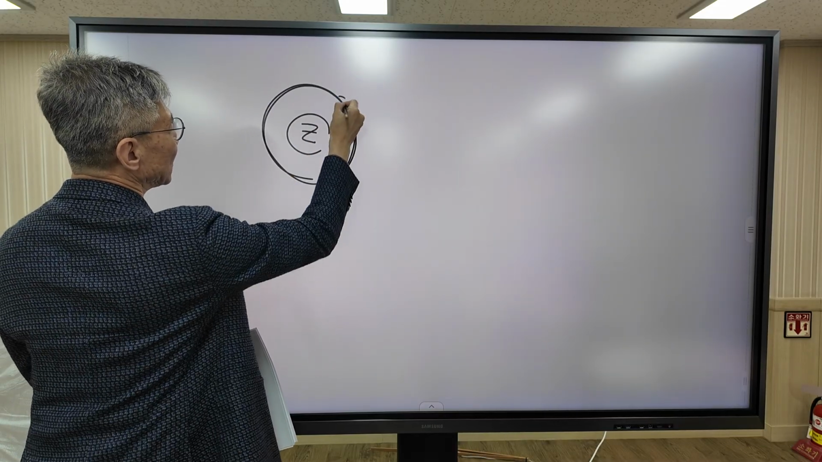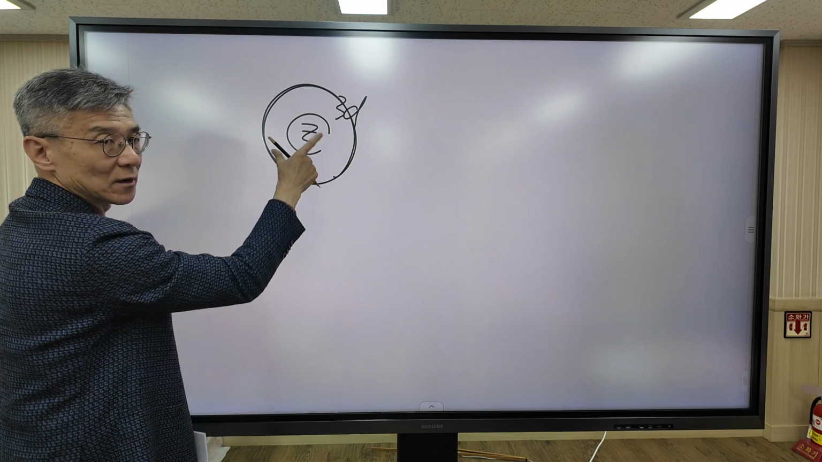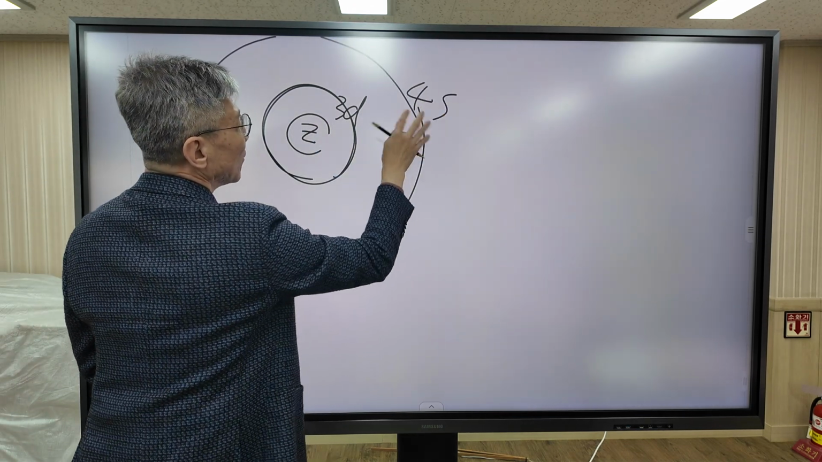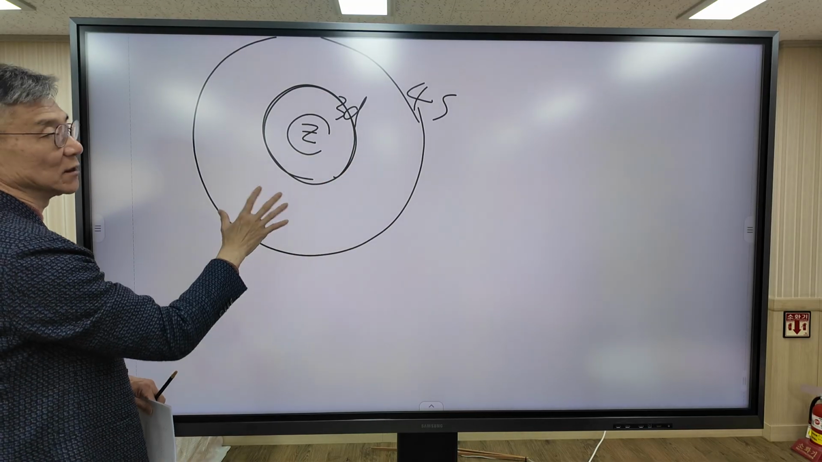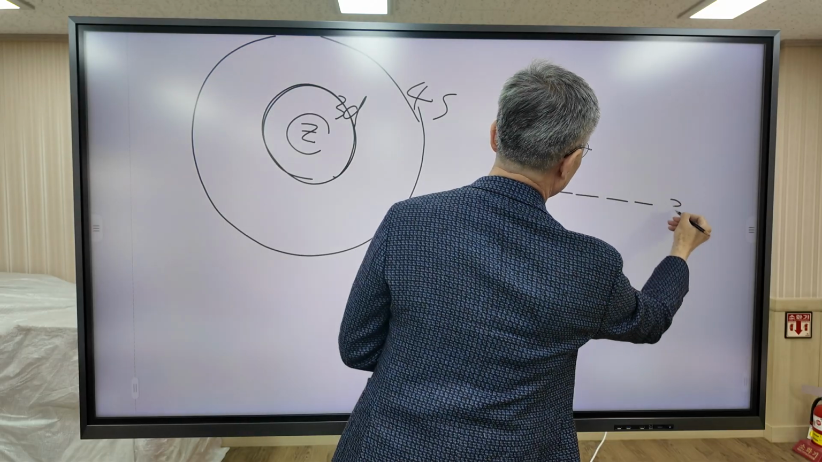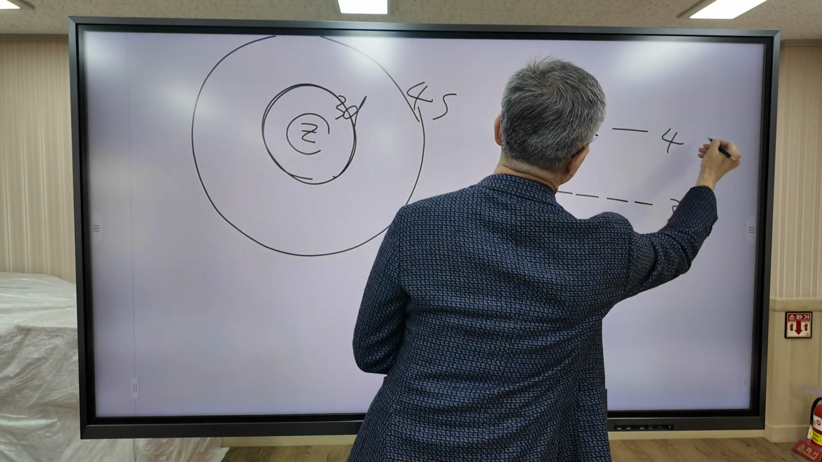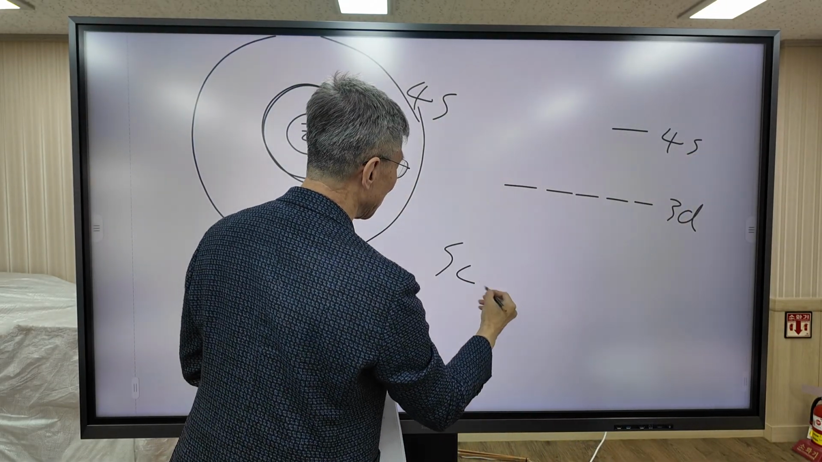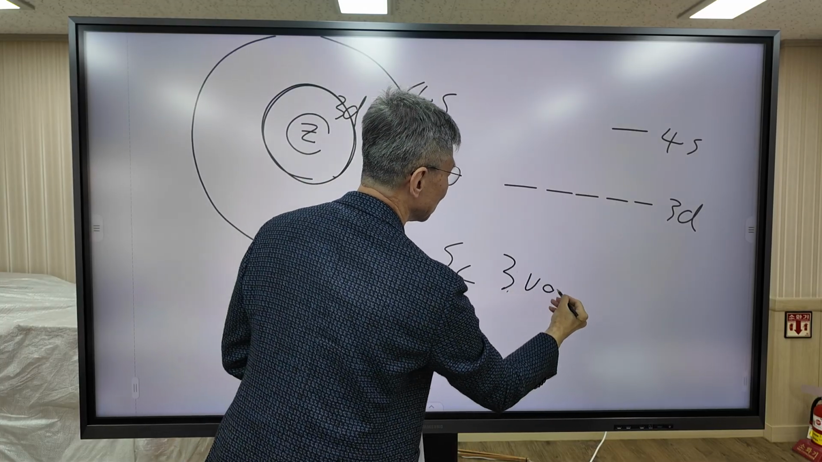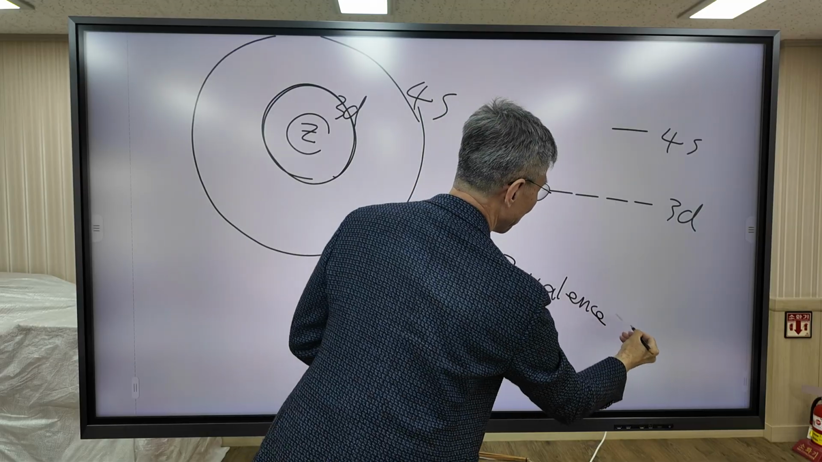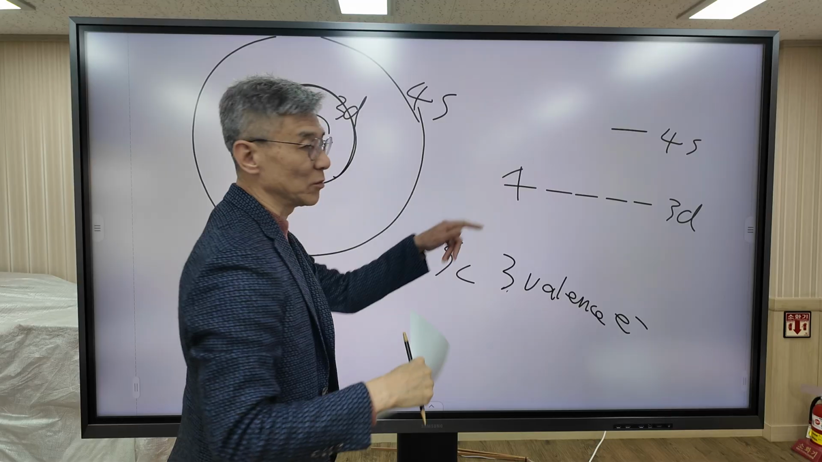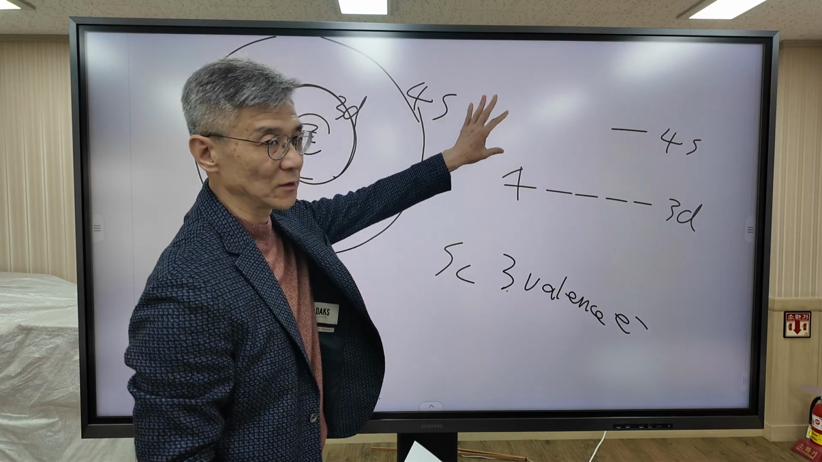Roughly speaking, this is a 3d orbital, which is very small and compact, and this is a 4s orbital, which is much larger and spacious. And the orbital energy diagram looks like this. Now, scandium has 3 valence electrons. The first electron definitely goes to the 3d orbital, which is lower than the 4s orbital.